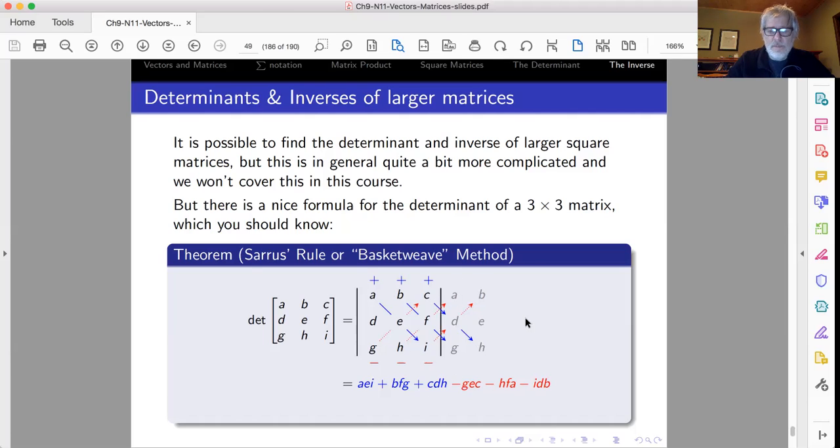Okay, and now you look at the three diagonals going left to right, top to bottom, which are A, E, I, B, F, G, C, D, H. Okay, so these, you multiply these diagonals and you add them up together. Okay, and then you look at the diagonals that are going up, G, E, C, H, F, A, I, D, B, and those you subtract.